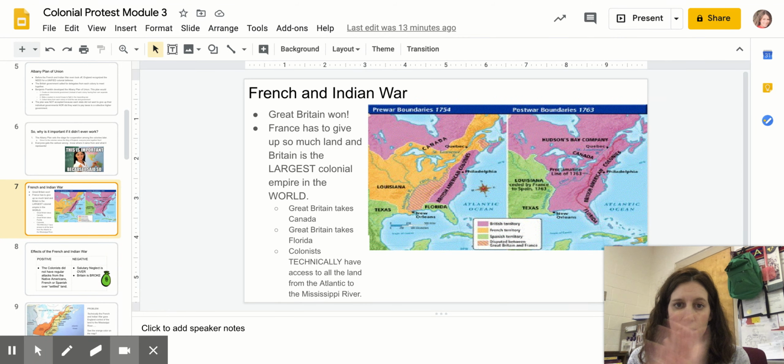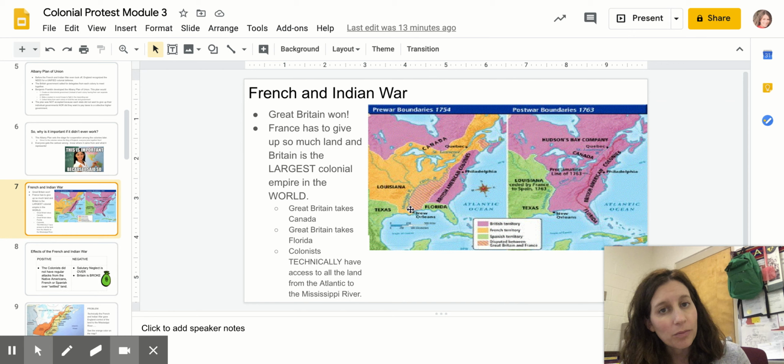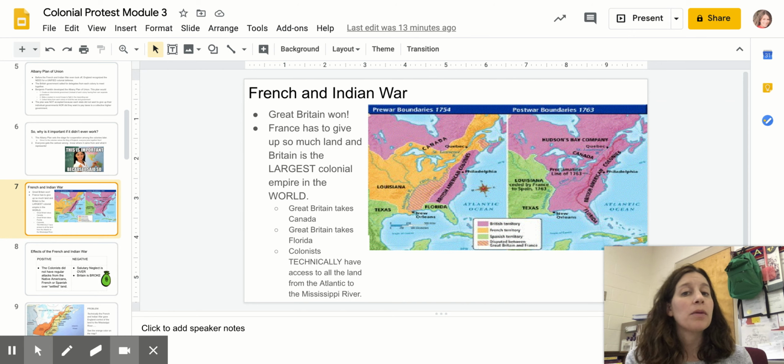But once again, if you need the details, you can read about them. And the concept that colonists technically have access to all of the land right here up to the Mississippi River. Technically now they have access to all of this land. So who's happy about the victory of the French and Indian War? The American colonists are, because they have more land that they can settle on now.